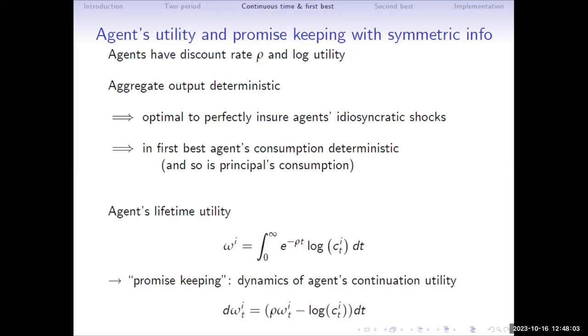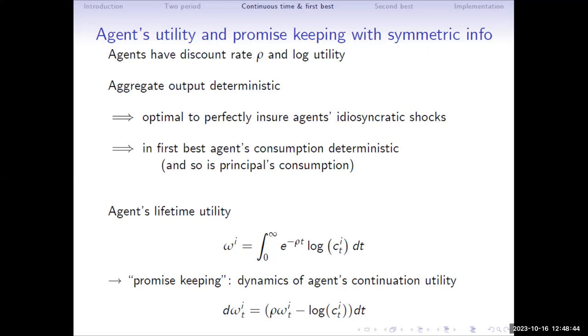So first we look at the symmetric information case. So now you remember we have this law of large numbers, so the aggregate output is deterministic. The agents are risk averse. Under symmetric information, we give people constant consumption. Everybody gets the same consumption, and so we could give them the same capital also. And so that's what an agent's lifetime utility is. It's the integral from zero to infinity of e to the minus rho t, that's the discount factor, times log of c_it. c_it is the consumption of Mr. i at time t, and log is the log utility of consumption.